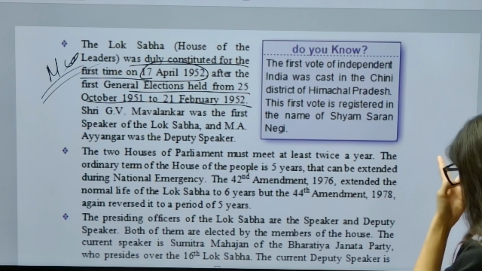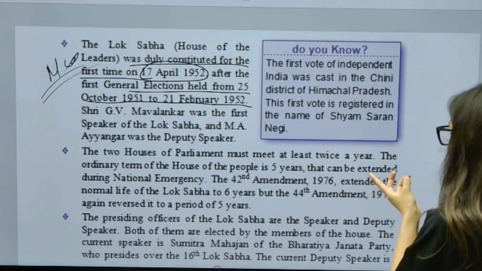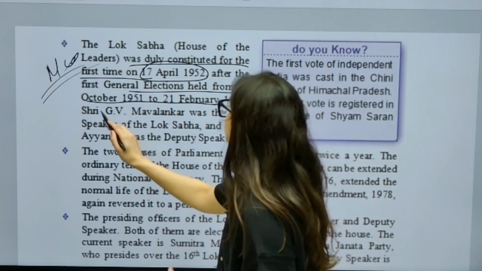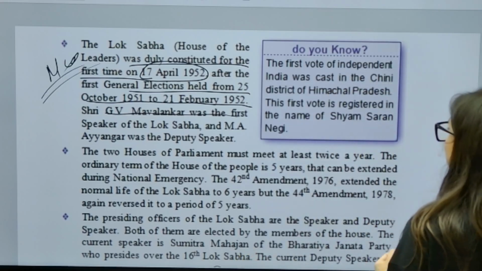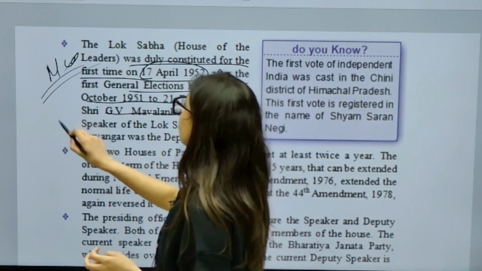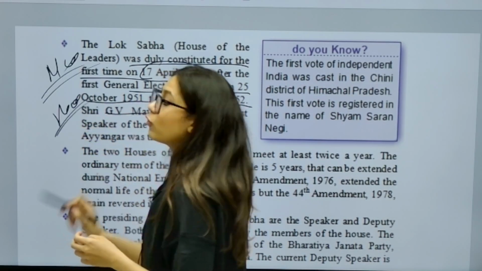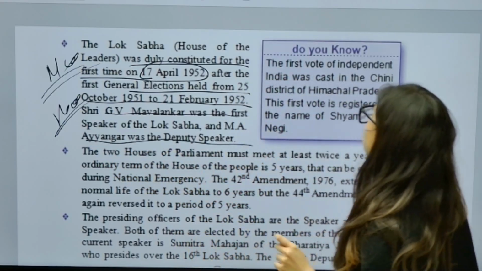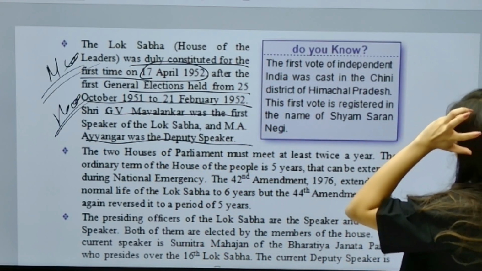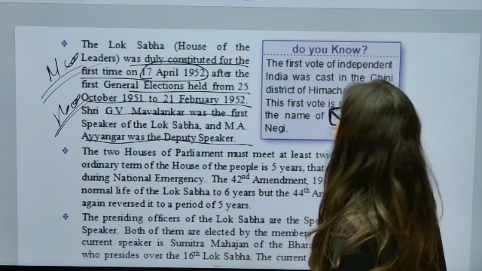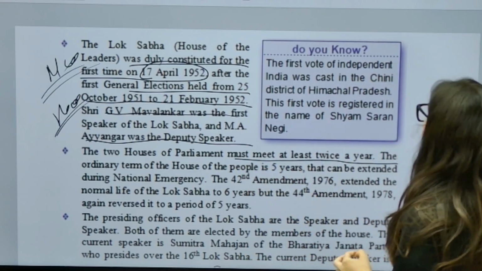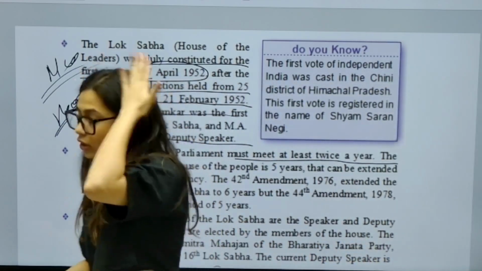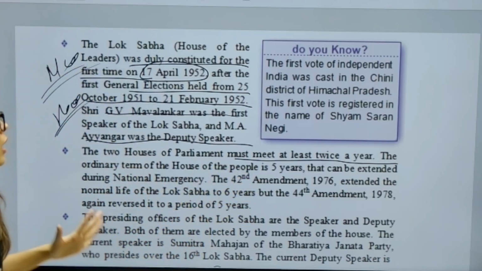And who was the first speaker of Lok Sabha? G.V. Mavalankar was the first speaker of Lok Sabha, India's first speaker of Lok Sabha, MCQ, and M.A. Ayyangar was the deputy speaker. Fine. So the two houses of parliament must meet at least twice a year. So together, the joint session, they have to be at least twice a year.